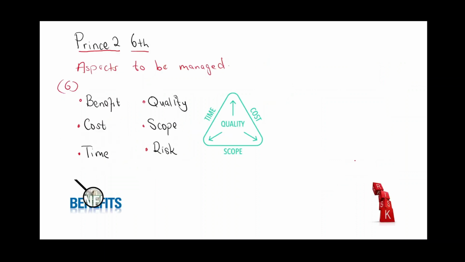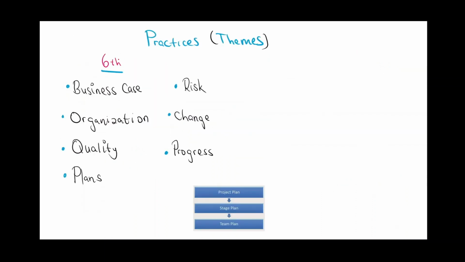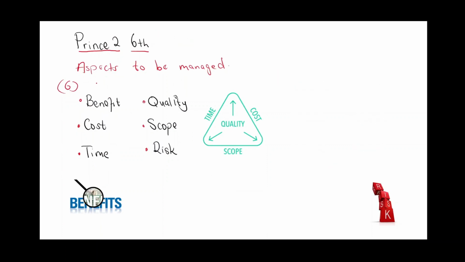Now, Prince2's sixth edition is talking about aspects to be managed, and we all know about aspects that are there to be managed in a project. As a project manager, you're meant to control and manage your project, and these six aspects are what over the years in Prince2 we have talked about. You know, the benefit, the quality, the costing, scope, time, and of course risk.